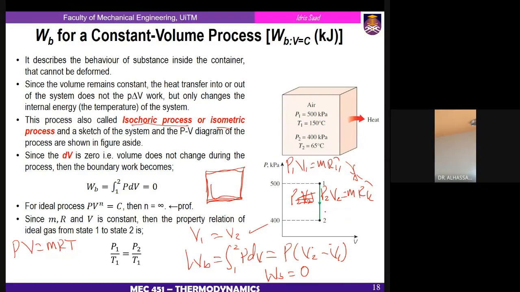That gives you P2 V2 divided by P1 V1 equals mRT2 divided by mRT1. So mR will cancel, and for a constant volume, V2 and V1 will cancel. Eventually we will have P2 divided by P1 equals T2 divided by T1. So this equation is valid for an ideal gas in a constant volume process.